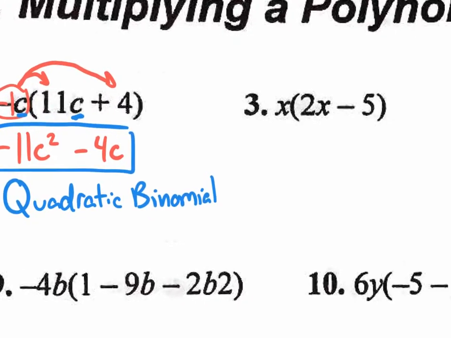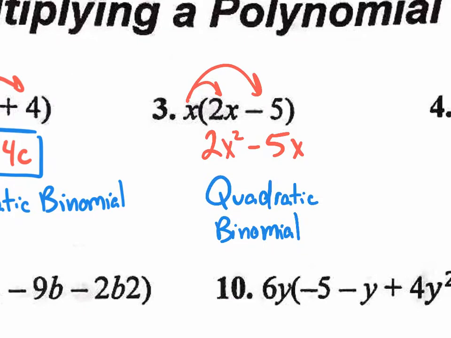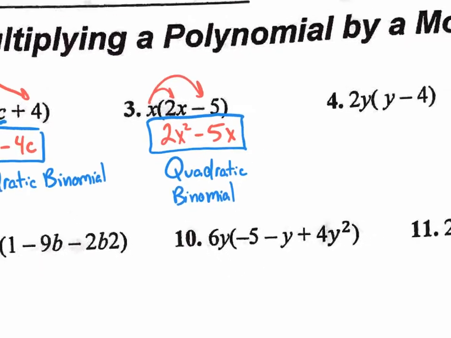Let's jump to number 3. So right here we have to distribute the x. X times 2x, that is 2x squared. X times negative 5, that's negative 5x. And once again, we get a quadratic binomial. Now keep in mind, this homework assignment, it's not asking you to classify it, to give it first and last name. They just want the answer, which is 2x squared minus 5x. I'm just saying classify it just so you could practice some more.